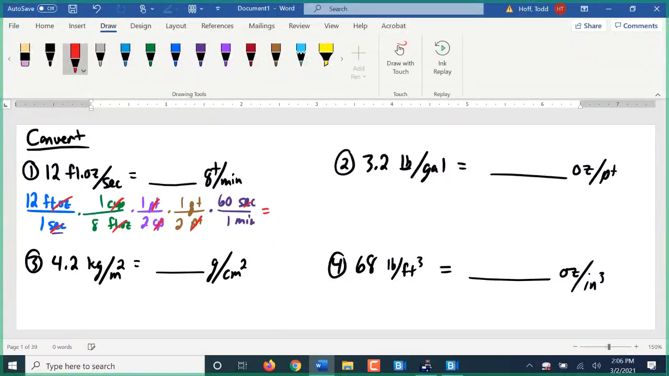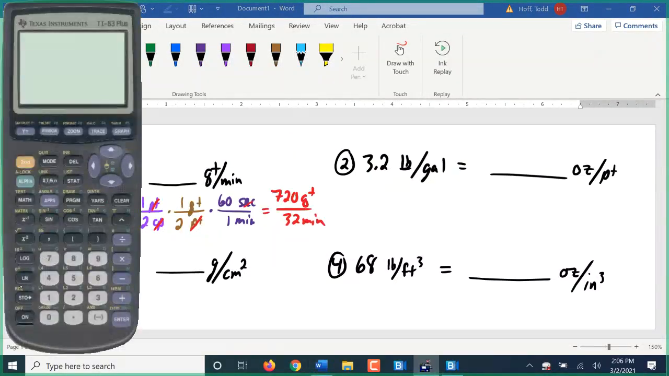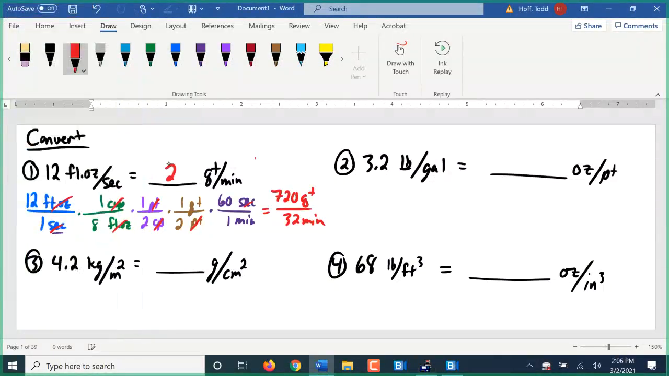On top, we have 12 times 1 times 1 times 1 times 60. So that's going to be 720 quarts. On bottom, we have 1 times 8 times 2 is 32 minutes. That's 720 quarts divided by 32 is 22.5 quarts per 1 minute, or 22.5 quarts per minute.